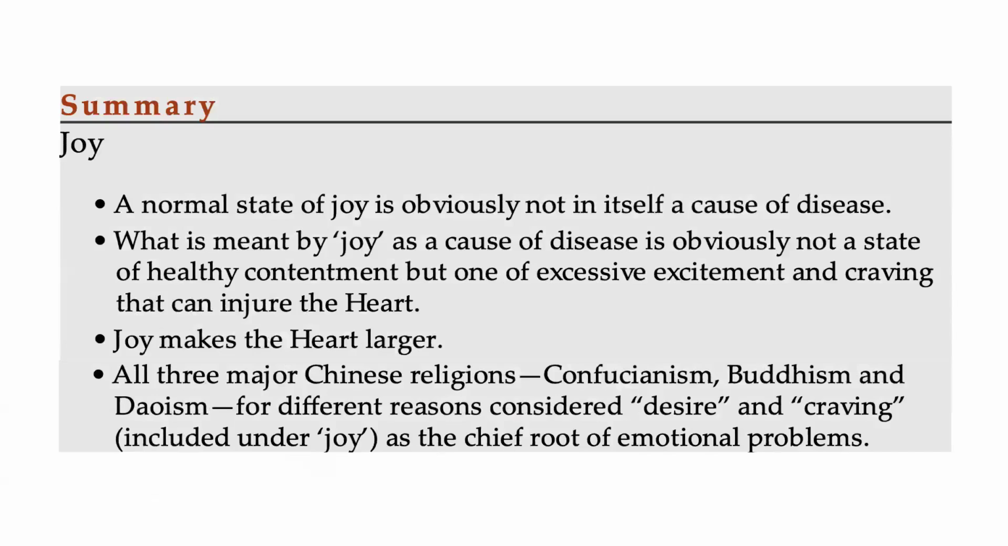So to summarize, joy is a normal state. A normal state of joy is obviously not in itself a cause of disease. What is meant by joy as a cause of disease is obviously not a state of healthy contentment, but one of excessive excitement and craving that can injure the heart. Joy makes the heart larger, and all three major Chinese religions, Confucianism, Buddhism, and Taoism, for different reasons, consider desire and craving, included under joy, as the chief root of emotional problems.